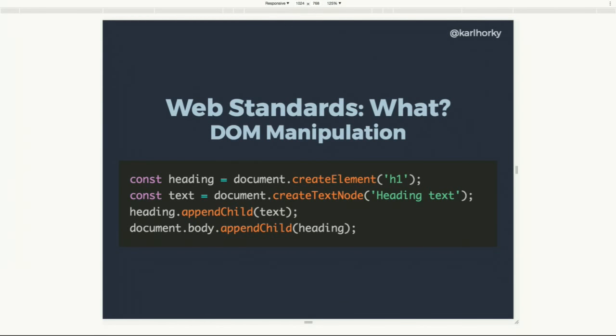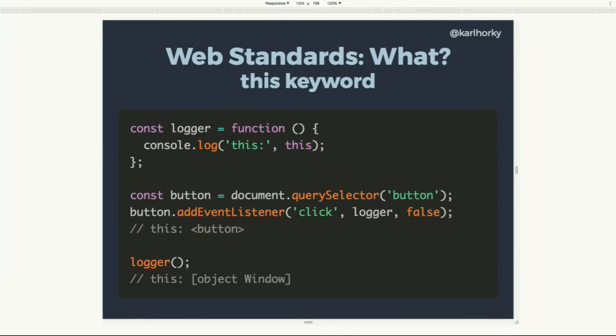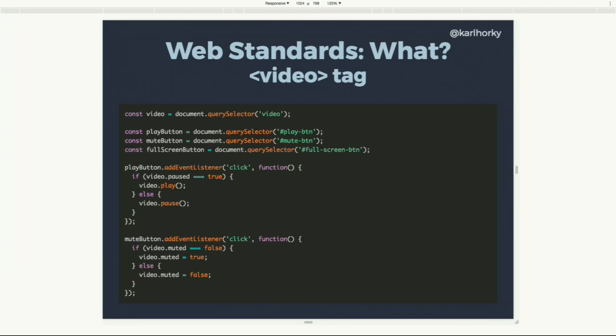So web standards. What are web standards? Here's an example of web standards. It's just simple DOM manipulation. We have some H1 that we're adding, and we're going to create a text node, and we're going to add that in there. If you're used to something else, like React, I guess you could call it more modern or a different kind of approach, then maybe this looks like a lot of boilerplate to you. It's a lot of code.